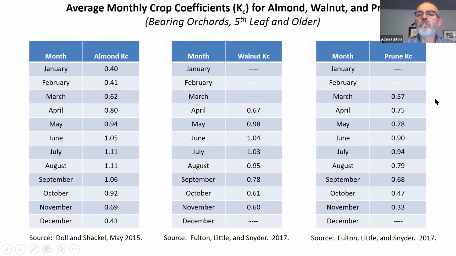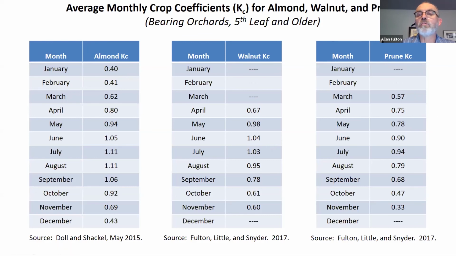Prune is an intermediate crop in terms of length of season, not as long as almond, but longer than walnut. It's also a smaller statured tree. We tend to not have quite as much ground shading and light interception, and this is reflected in the crop coefficients. You see the lower crop coefficients in the spring, but you see that the maximum crop coefficients in June, July, and August are not nearly as high as the other crops, again, reflecting the shorter statured orchard crop.